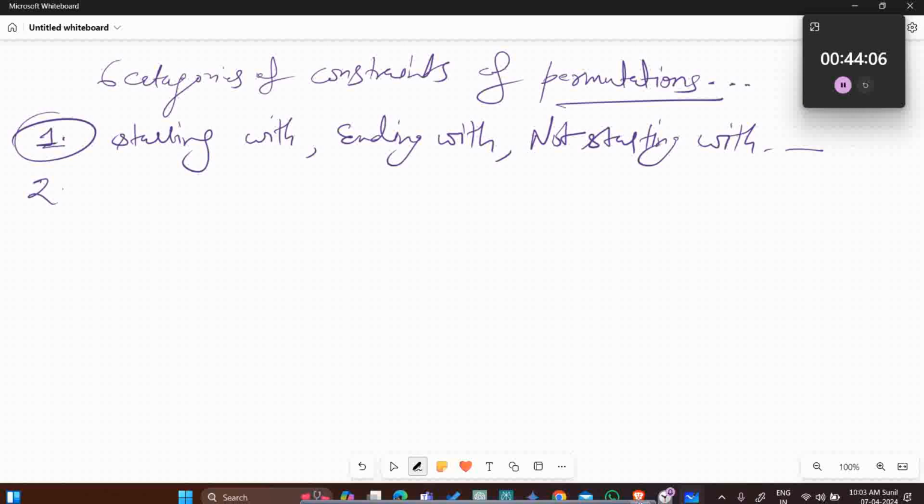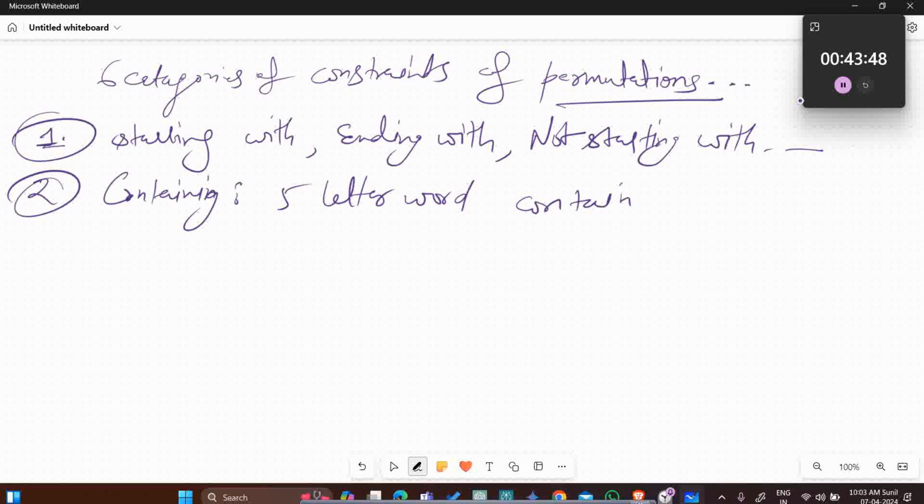Second is containing. Like a 5-letter word contains at least one A, or we can say exactly one A, two A's, etc., or at most two A's, like that. Containing.